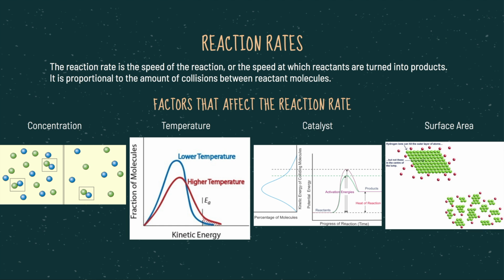Temperature is proportional to the kinetic energy of the particles in a substance. At higher temperatures, particles collide more often and with more intensity. A catalyst is a species that speeds up a chemical reaction without being chemically changed by the reaction.